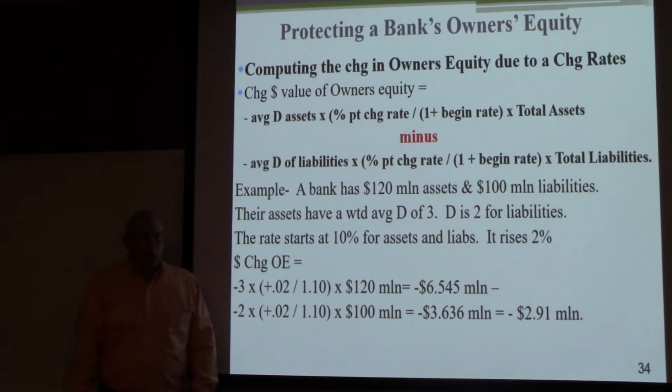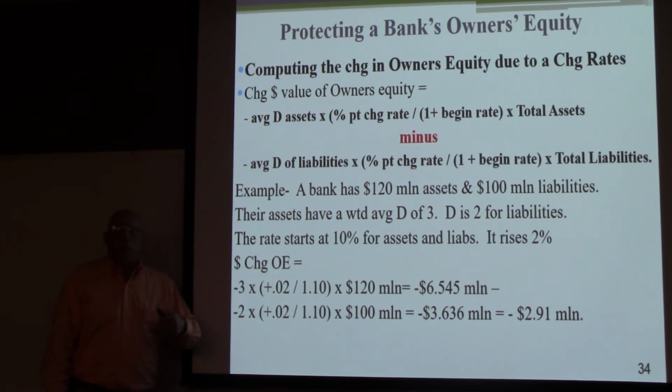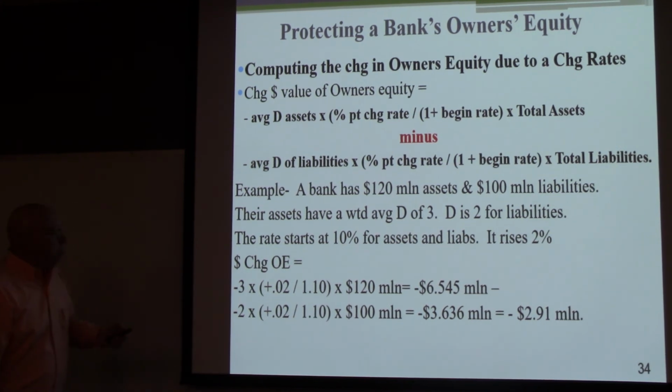So we can compute the change in owner's equity due to a change in rates. Just like we could forecast the change in net interest income, we can forecast the change in owner's equity. So the change in the dollar value of owner's equity, what will happen to owner's equity if interest rates change, is equal to the opposite of the duration of assets times the percentage point change divided by 1 plus the beginning rate times total assets. That is in our numerator.